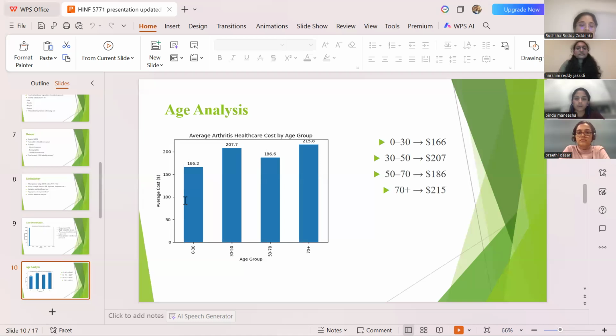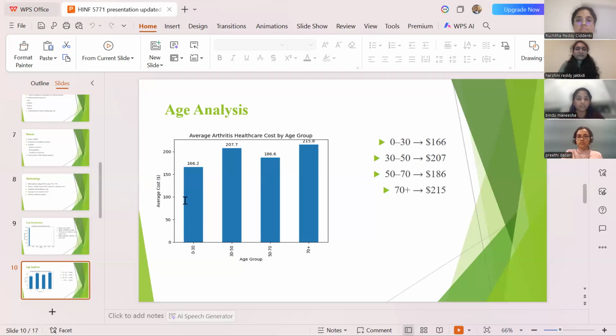So now coming to the age group analysis, in the age group graph, we can clearly see the difference in the cost. Age between 0 to 30, around $166.2, is the lowest, and age 70 plus, around $215.8, is the highest. So we can clearly see the general increasing trend in the cost with age.